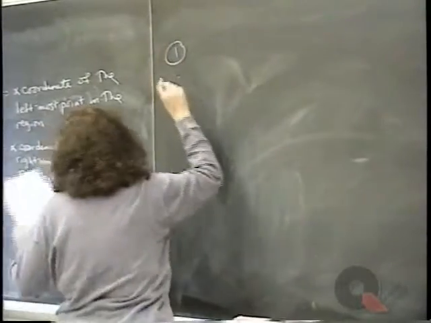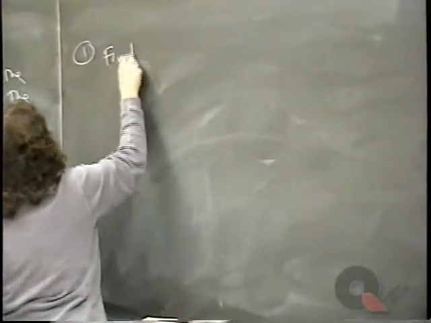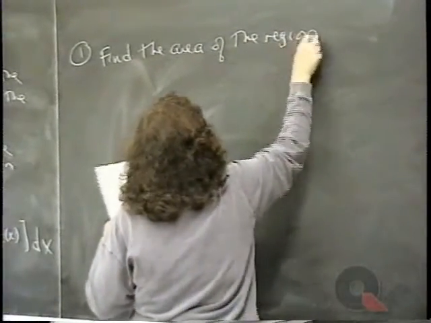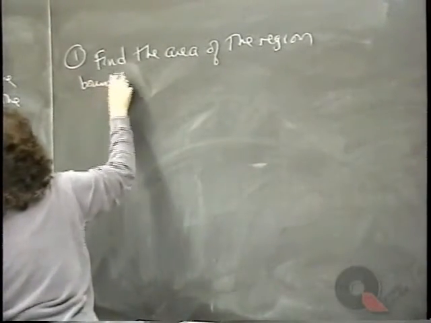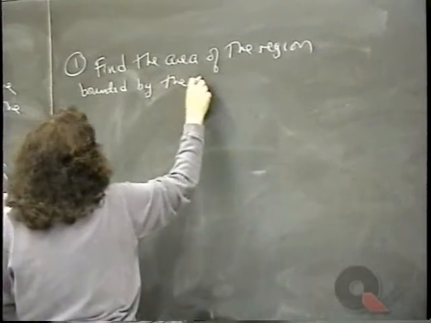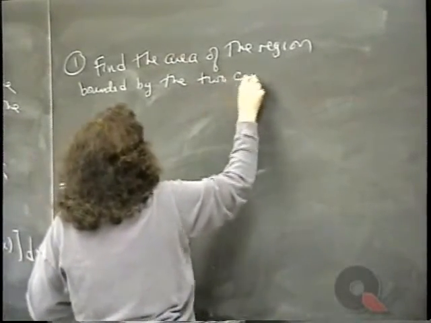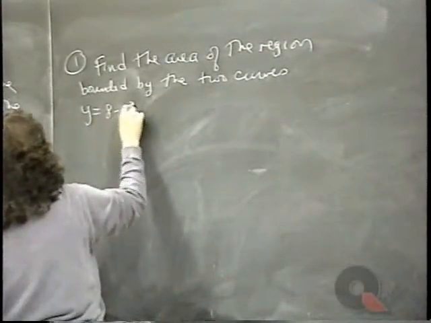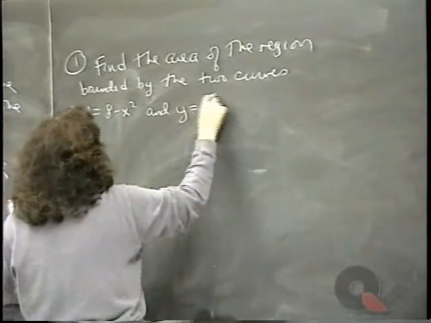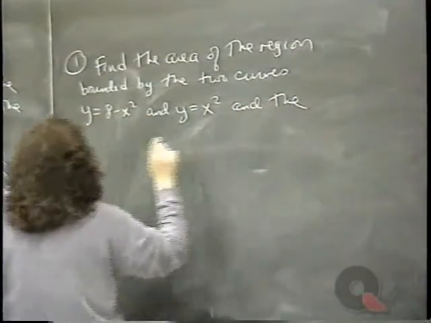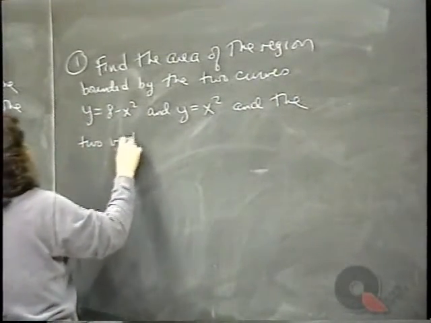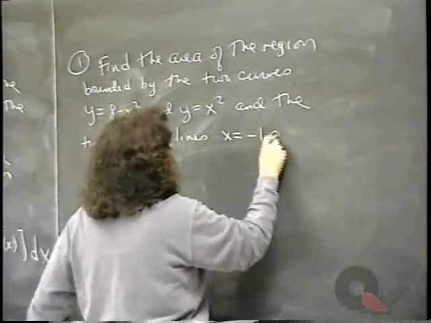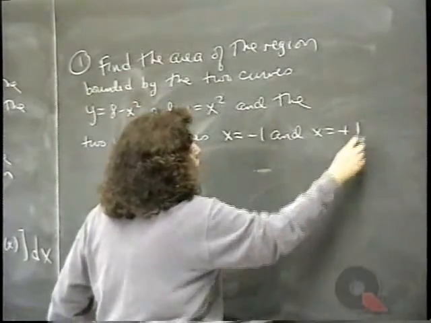Okay, for our first example, let's find the area of the region bounded by the two curves y equals 8 minus x squared and y equals x squared, and the two vertical lines x equals minus 1 and x equals plus 1.